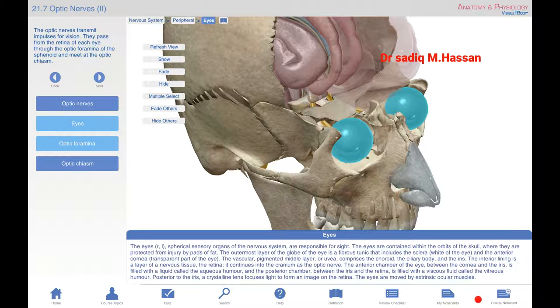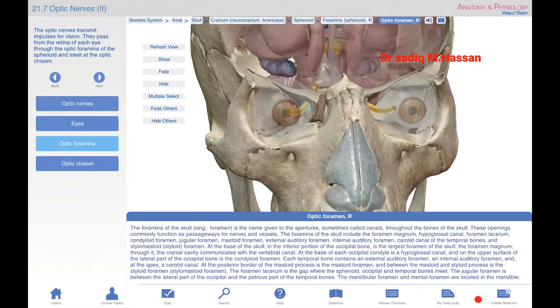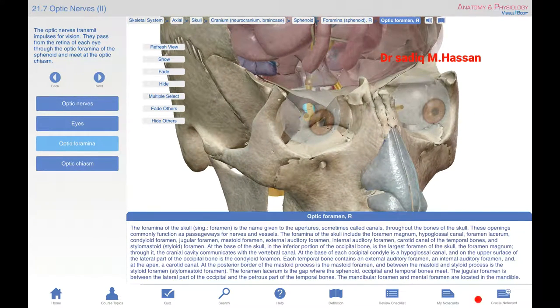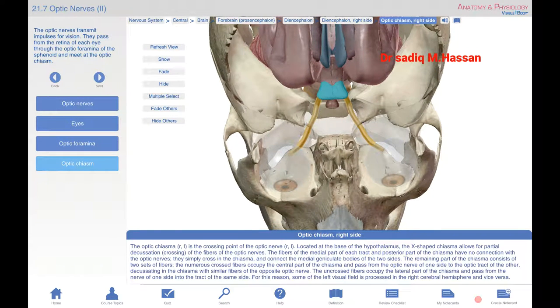So let us see the optic chiasm now. Optic foramen. This is the optic foramen, where the nerve exits. The foramen is an opening, an aperture, sometimes called a canal. So, the optic foramen and the optic chiasm. And this is where the decussation occurs.